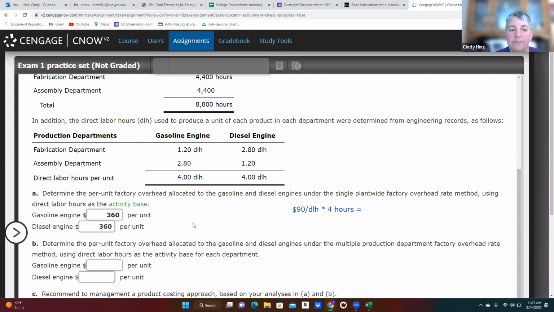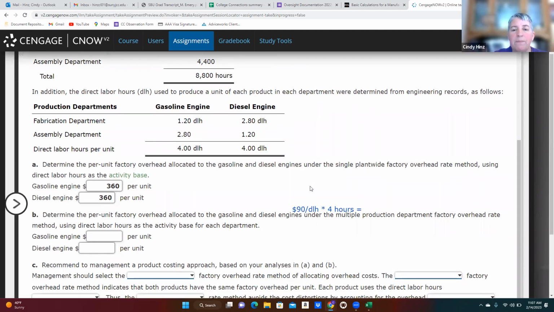$360 to each one. Now, from what we already discussed as we were just reviewing the problem, seeing what kind of information was given to us, we know that's not a very good estimate, because the diesel engine is using more of the fabrication time and the gasoline engine is using more of the assembly time, and assembly is cheaper, frankly.